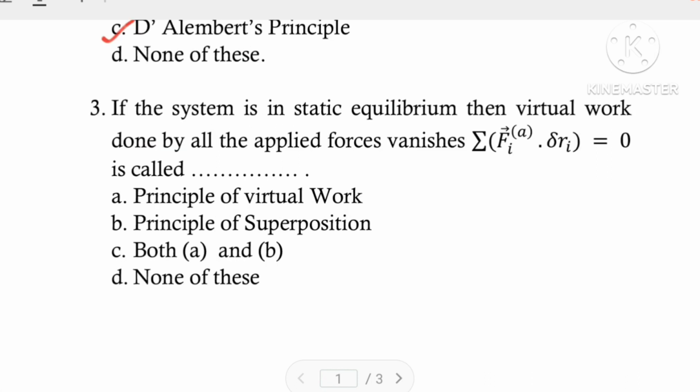Next question, if the system is in static equilibrium, then virtual work done by all the applied forces vanishes when summation over Fi applied dot del Ri is equal to 0, is called dash. Options: principle of virtual work, principle of superposition, both A and B, none of these. The answer is principle of virtual work. Option A is the right answer.